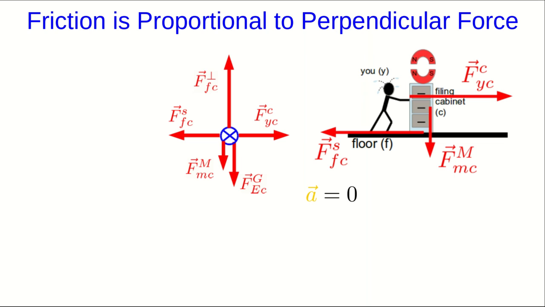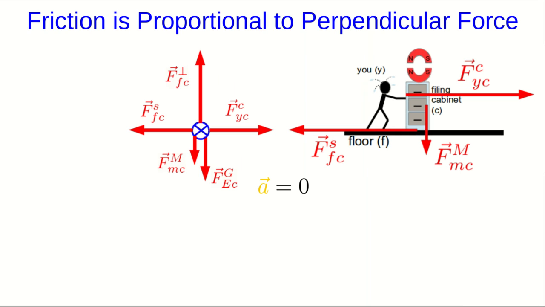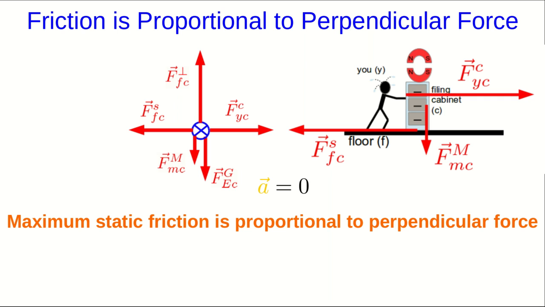Let's say we were pushing at what we knew was the maximum we could push without the cabinet sliding. Now we add this additional downward force so that the perpendicular force increases, and we find that we can push even harder without the cabinet sliding. In fact, if we do some careful experiments, we find that the maximum static friction is proportional to the perpendicular force. Anything we do to increase the perpendicular force on the filing cabinet will increase the maximum static friction that can act on it.